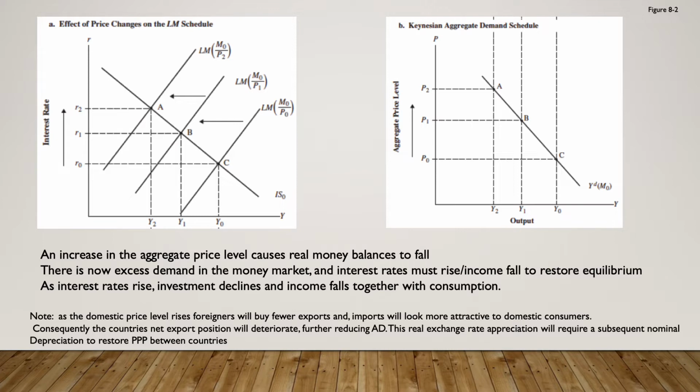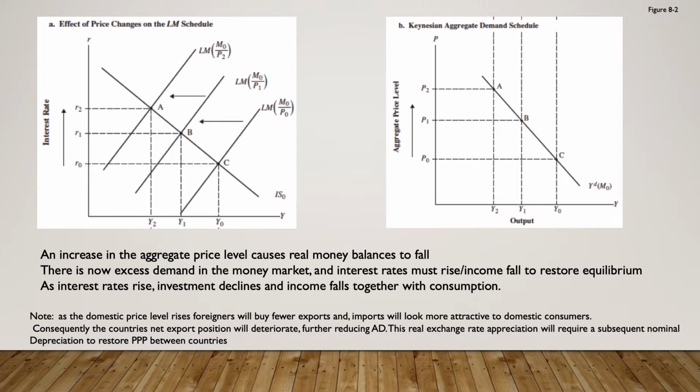Falling level of income, together with rising interest rates, lowers excess money demand. And we see the LM curve shift from LM, characterized by M naught P naught, to LM, characterized by M naught P1. It's a leftward shift of the LM curve, the same as you would model for a reduction of the money supply. However, this shift is a reduction in real money balances rather than the money supply itself. It's motivated by an increase in prices.